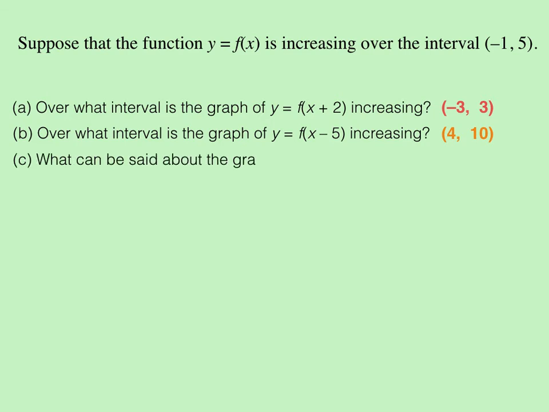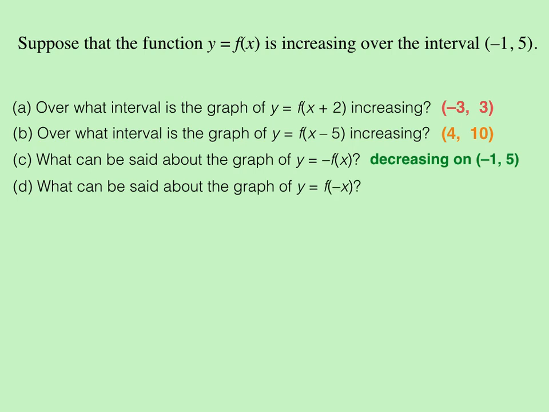Okay, what can be said about the graph of y equals negative f of x? Now, negative f of x is a reflection over the x-axis. So if it was originally increasing from -1 to 5, it will be decreasing on the interval -1 to 5 if we're talking about negative f of x. What can be said about the graph of y equals f of negative x? This one here is going to be decreasing from -5 to 1. So see if you can come up with some reason in your head as to why these things are true.